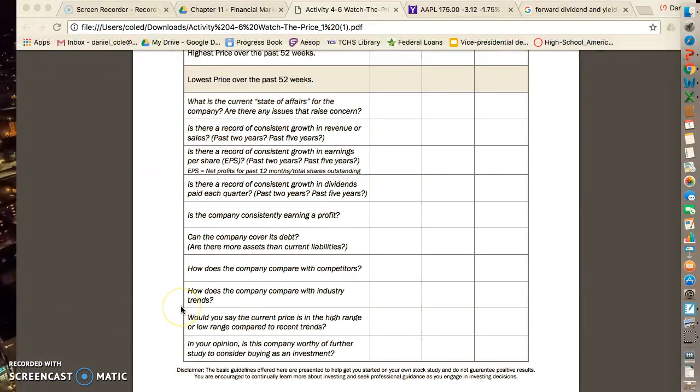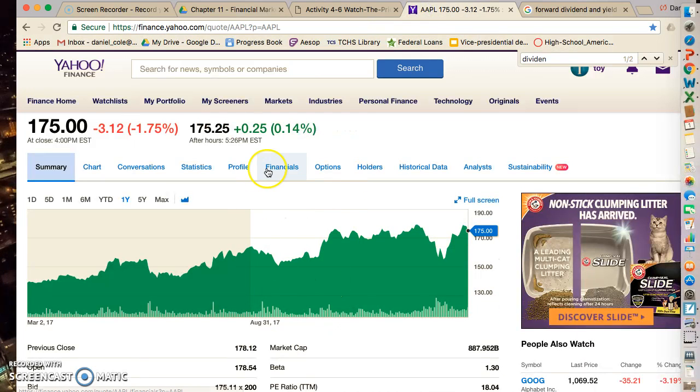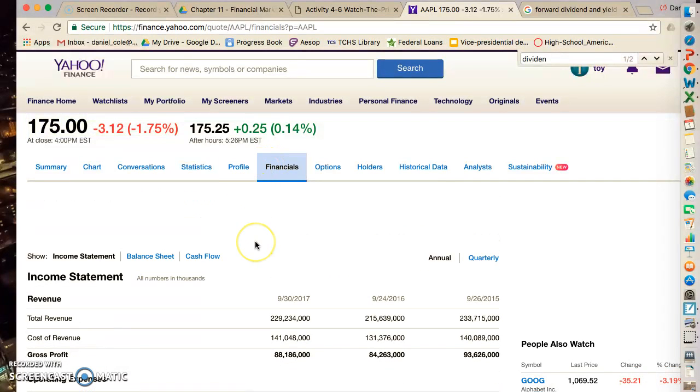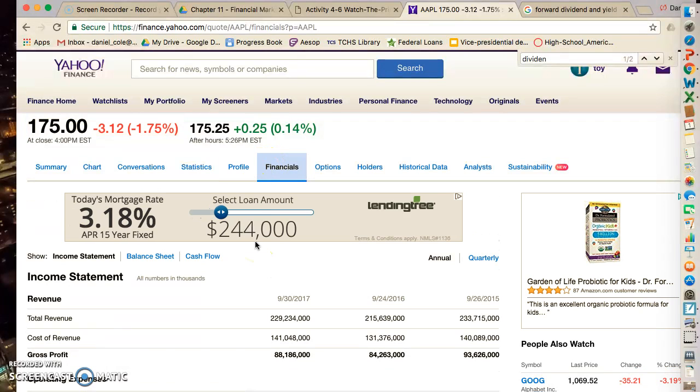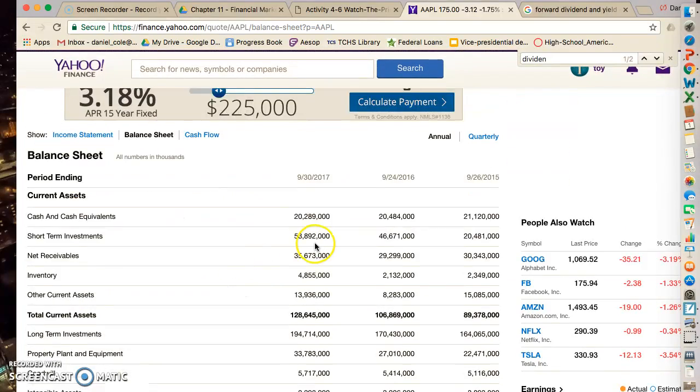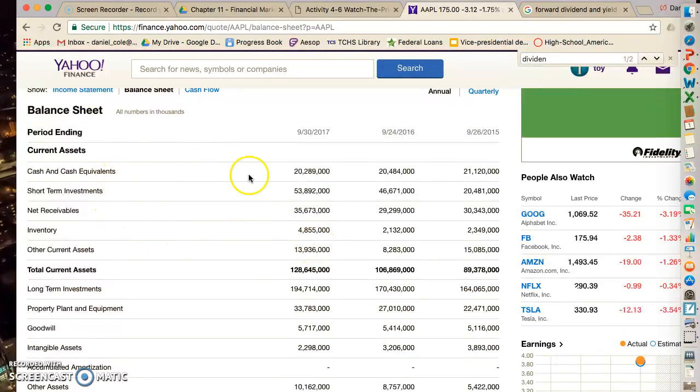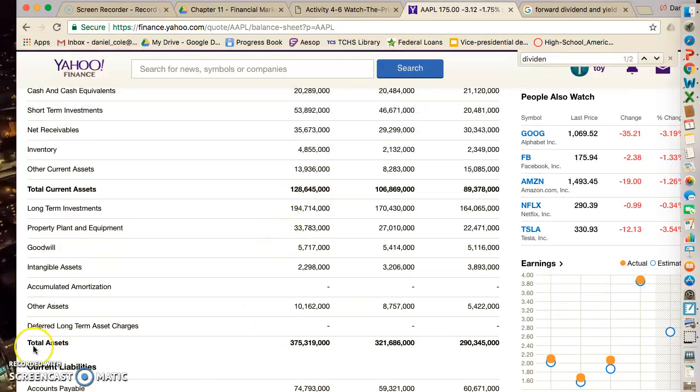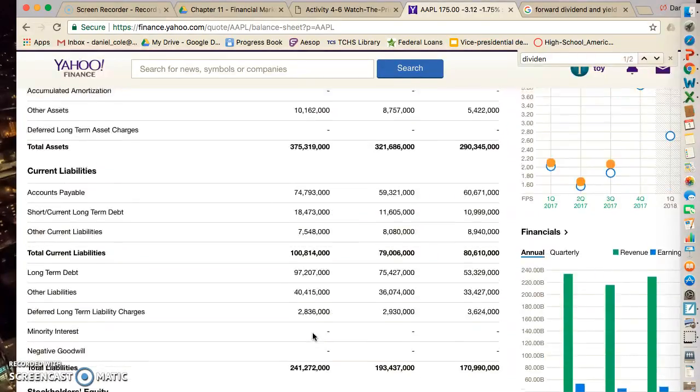On here, can the company cover its debt? This one's pretty tricky to find and why I want you to walk through with me. So if we look at Apple's, for this we have to go to its financials. Okay, and we've got to see if the company's assets outweigh their liabilities. So if we go to the balance sheet, it's going to show us their assets. Now it gives us a ton of information. We're just going to use total assets and total liabilities.